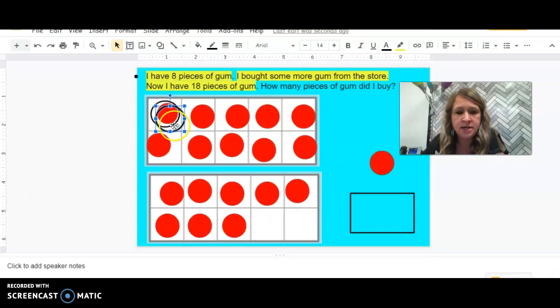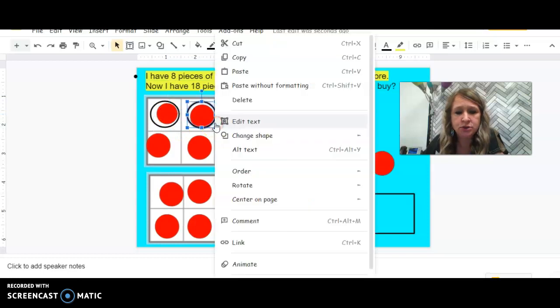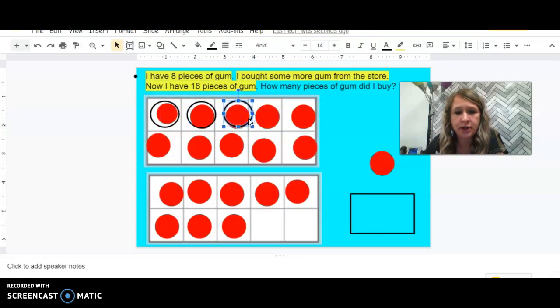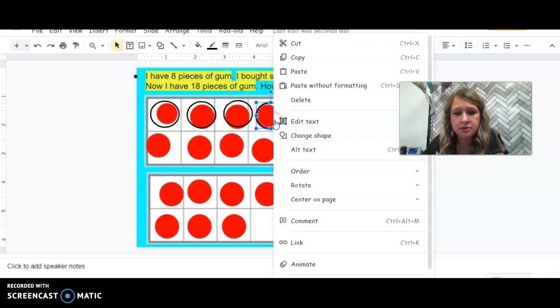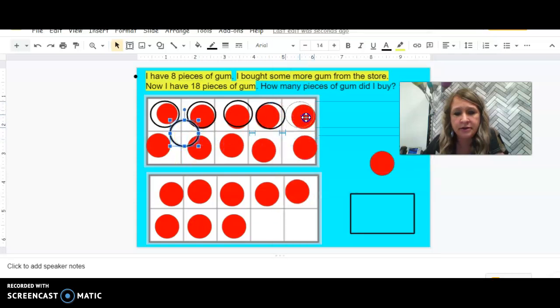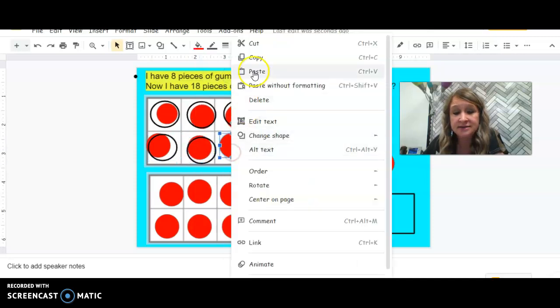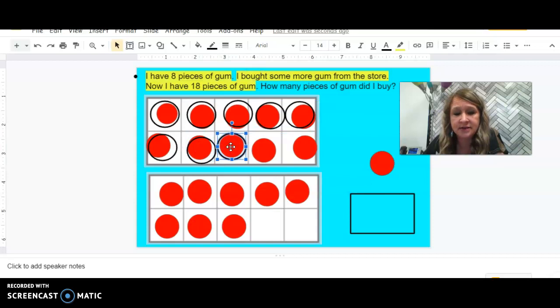So there's 1, 2, 3, 4, 5, 6, 7, 8. Okay? I started with 8 pieces of gum, so we're just going to circle those and not pay any attention to them. We're looking for how many more I bought at the store.